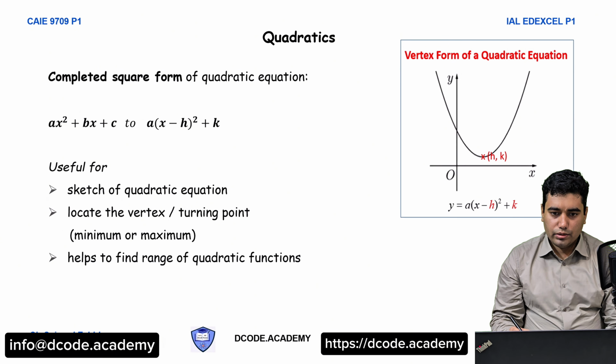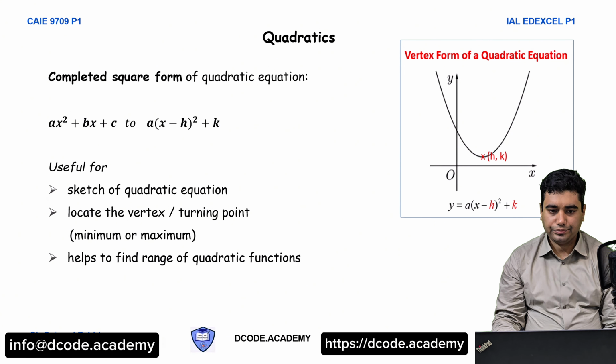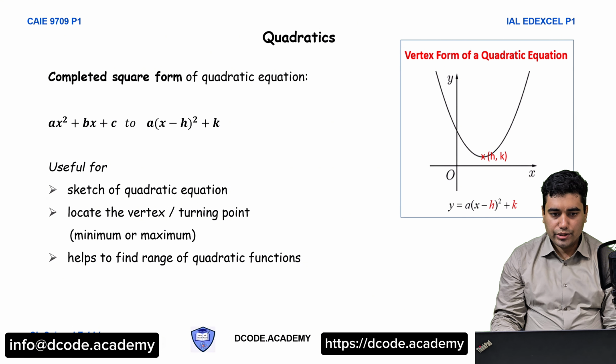So today we are going to do the quadratics topic from CAIE Cambridge as well as Edexcel paper 1. The first topic is basically we will learn how to convert a quadratic equation into a completed square form. The general quadratic equation form is ax squared plus bx plus c, as you know. This we need to convert into the form of a bracket x minus h whole square plus k. This minus can be plus also.